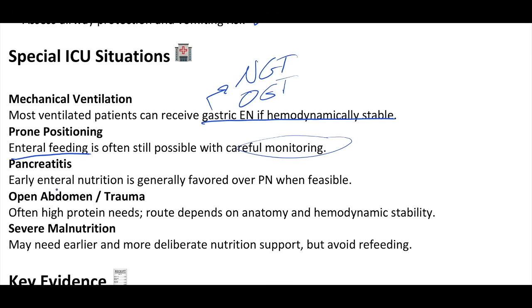Pancreatitis, right? Early enteral nutrition is generally favored over parenteral nutrition in pancreatitis. Open abdomen and trauma, these patients have high protein needs, so be thoughtful about that. And then severe malnutrition: avoid refeeding, feed slowly, make sure you check electrolytes, including phosphorus.